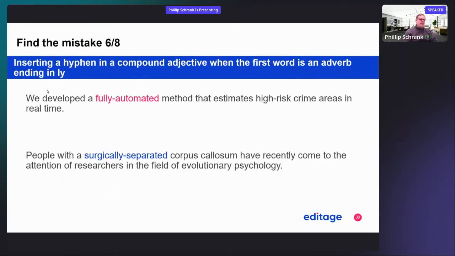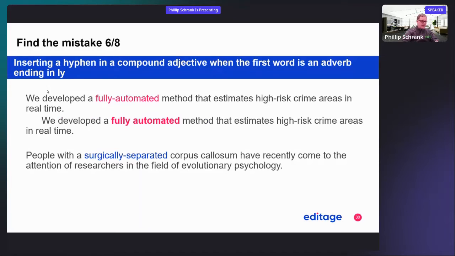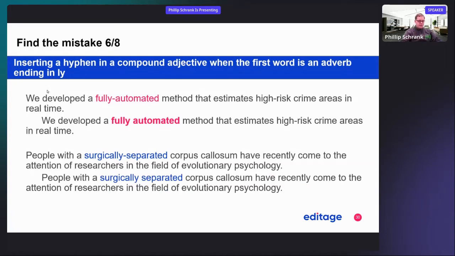In this one, inserting a hyphen in a compound adjective when the first word is an adverb ending in "-ly." I often see, like, "fully-automated" or "surgically-separated." You don't have to have a hyphen, though sometimes you would actually have the hyphen in there. So obviously, to fix that, you take out the hyphen in both of these cases.